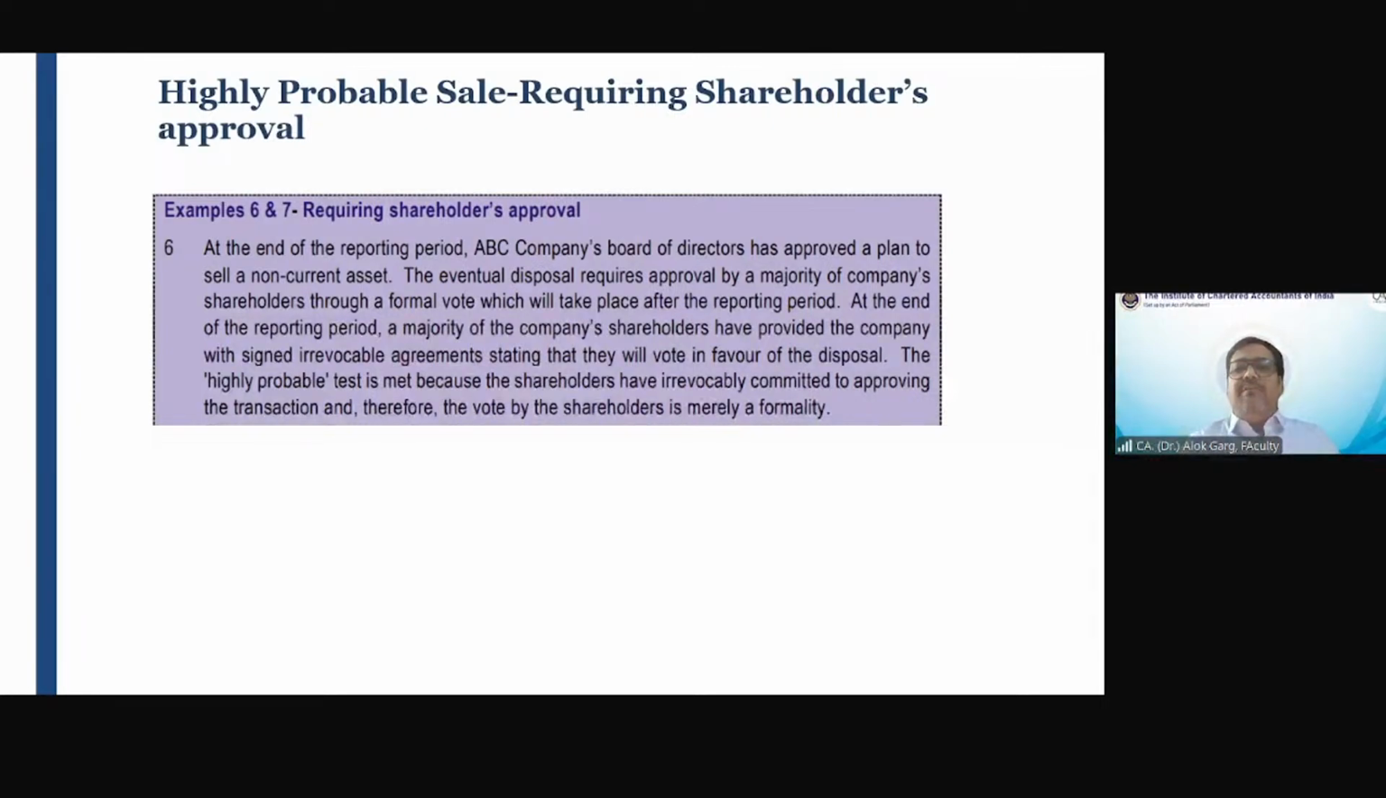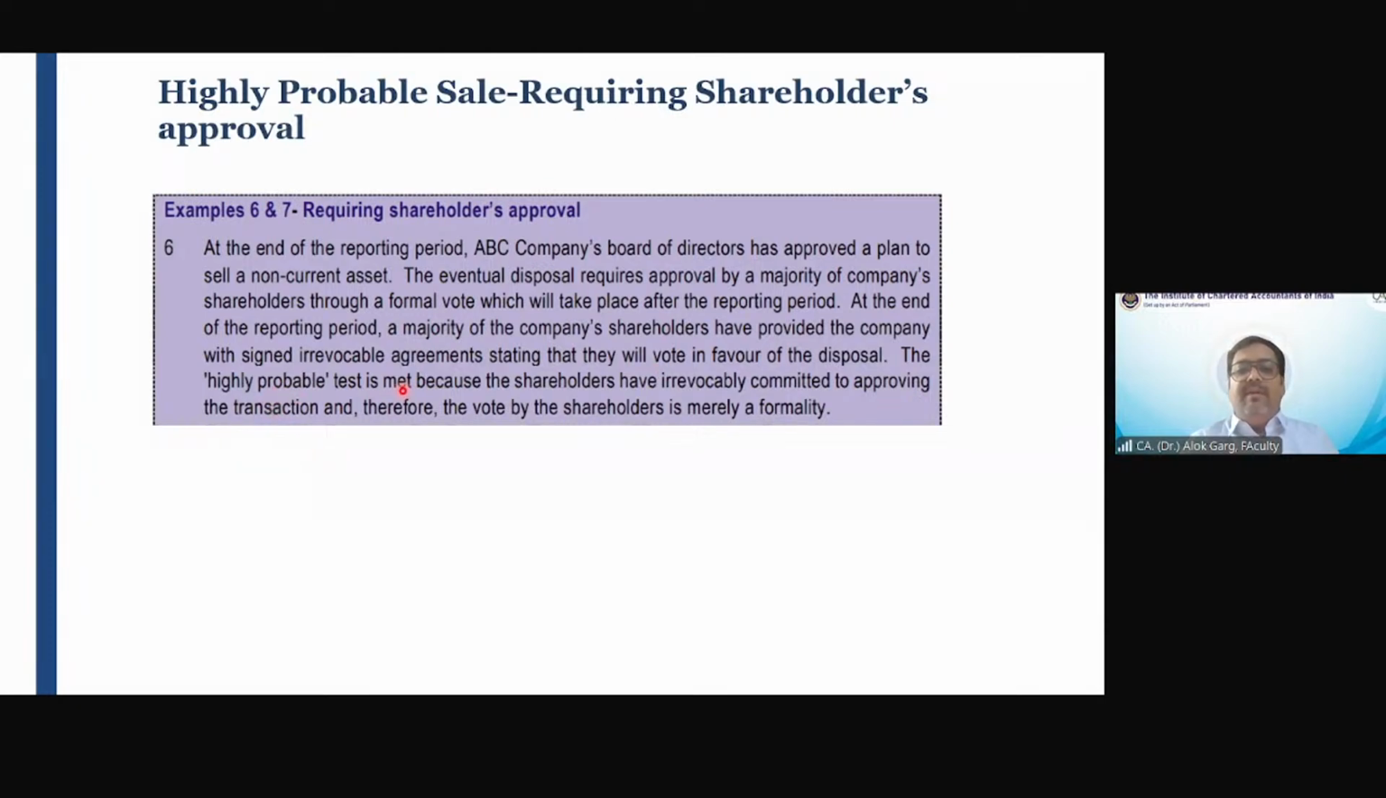At the end of the reporting period, ABC Company's Board of Directors has approved a plan to sell a non-current asset. So management is committed. The eventual disposal requires approval by a majority of the company's shareholders through a formal vote, which will take place after the reporting period. At the end of the reporting period, a majority of the company's shareholders have provided the company with a signed irrevocable agreement stating that they will vote in favor of the disposal. So on the reporting date, the majority shareholders have even signed that they will vote in favor.